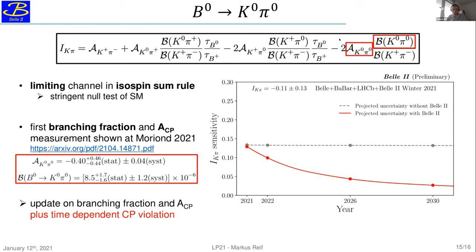What is nice for Belle and Belle 2 is that this is limited by the uncertainties on the K0 pi 0 channel, because at the moment, we think we're the only experiment who can do this. This is also shown in this plot. This is the sensitivity on uncertainty and how this will develop over time, if we do not have input from Belle 2, so if we only update the other channels, or if we also update K0 pi 0 with Belle 2 measurements. We reported our first measurement on branching fraction and ACP last year, at Moriond. This is the result. And at the moment, we're working on an update on this measurement, and we will include a measurement of time-dependent CP violation.